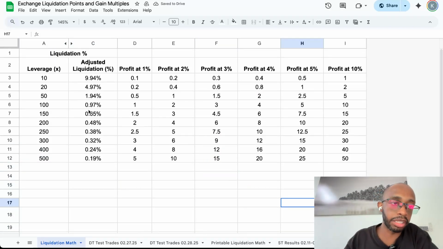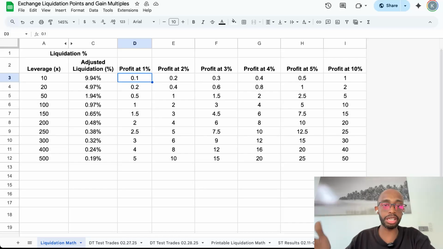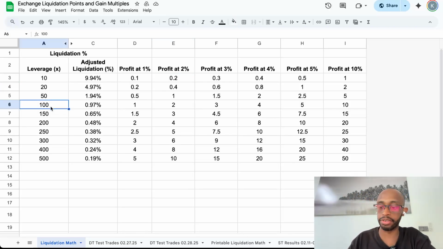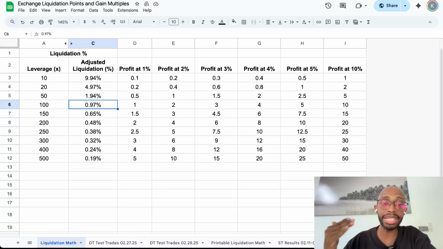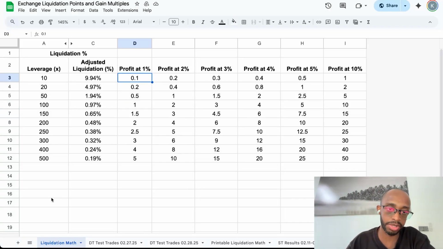And what it's basically telling you is at 10x leverage, your liquidation of your full margin is 9.94%, okay? The profit at 1% is going to be 0.1, right? The profit at 2% is 0.2, and this 0.2 is to the margin of your balance, right? So like, let's move down. If you are at 100x leverage, if it goes against you 0.97%, you risk your whole margin, right? But at 1%, you're gonna get 1 times your margin. So like these, you basically multiply times the margin, right?